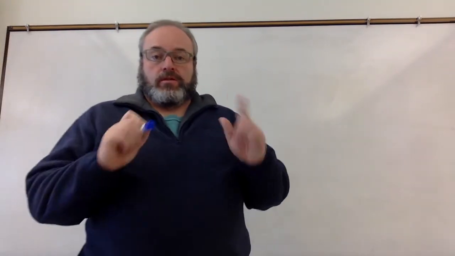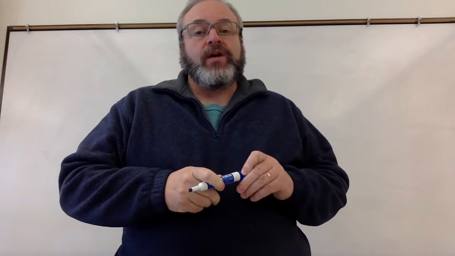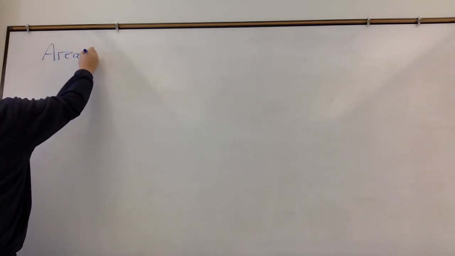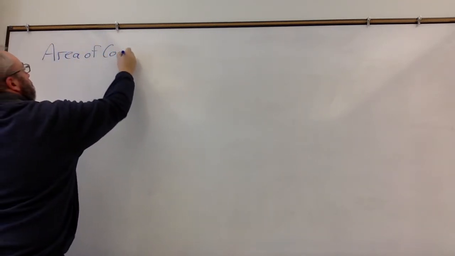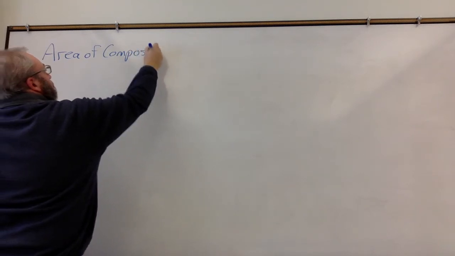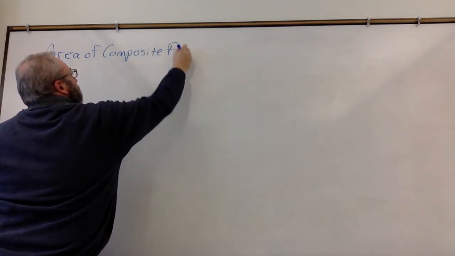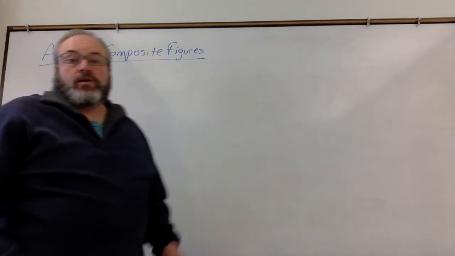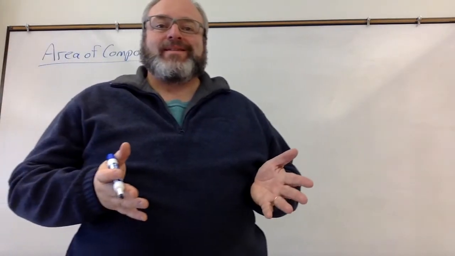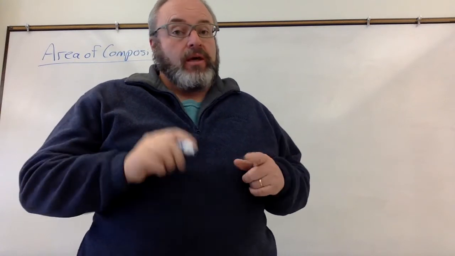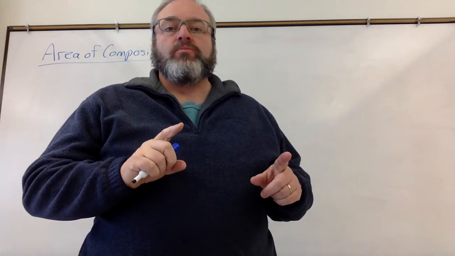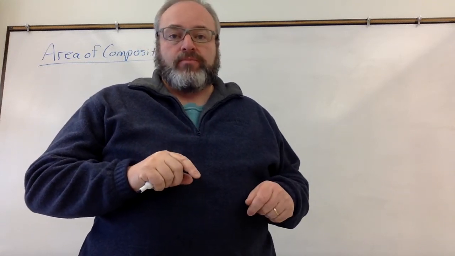Okay, today we are going to be finding the area of composite figures. Now you may be asking, what is a composite figure? A composite figure is a shape that is made up of more than one shape.